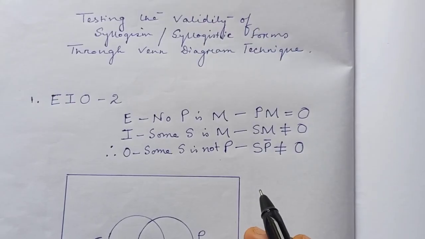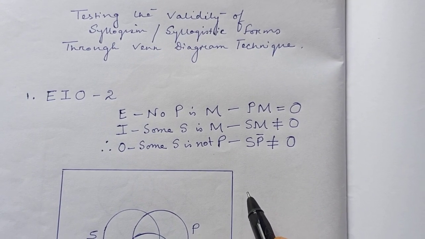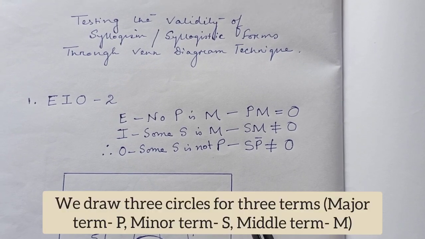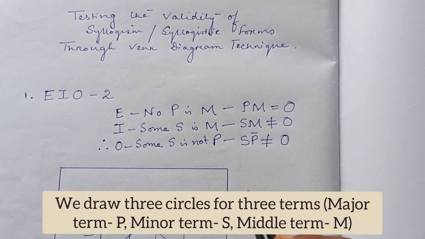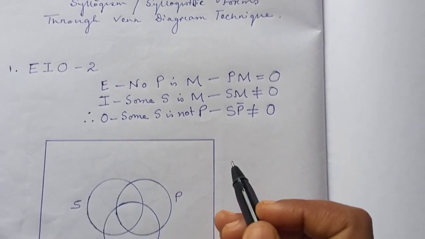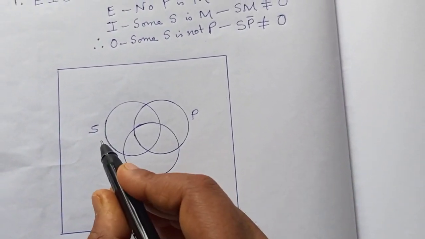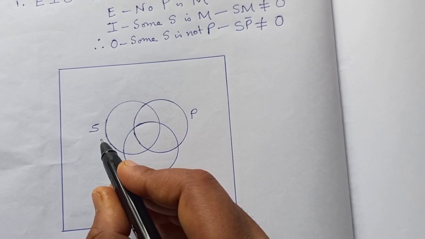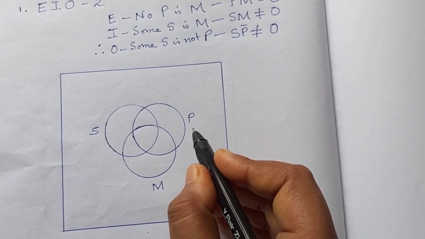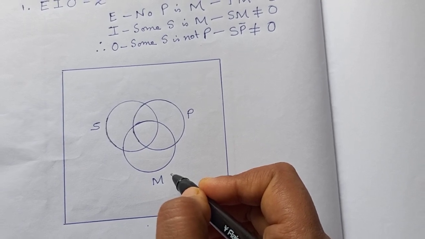Now we are to test the validity of this syllogistic form. So what are the rules of the Venn diagram? We have to understand and know the rules of the Venn diagram first. The first rule is that we draw 3 circles for 3 terms. One is for the major term, one is for the minor term, and another is for the middle term. See, here we have drawn 3 circles. This circle is for the minor term, represented by S. This circle is for the major term, represented by P. And this circle is for the middle term, represented by M. This is the first rule.